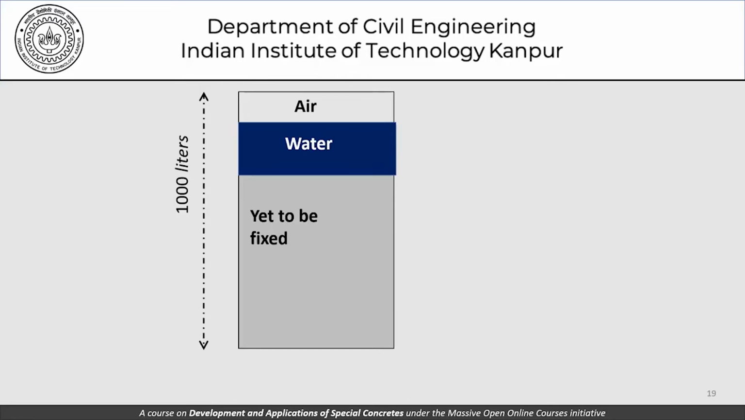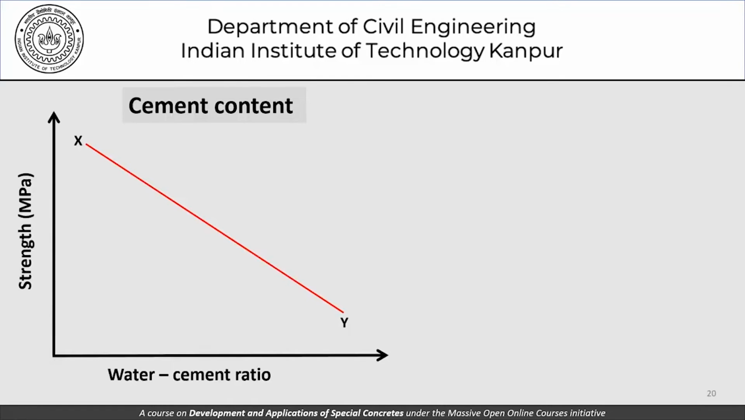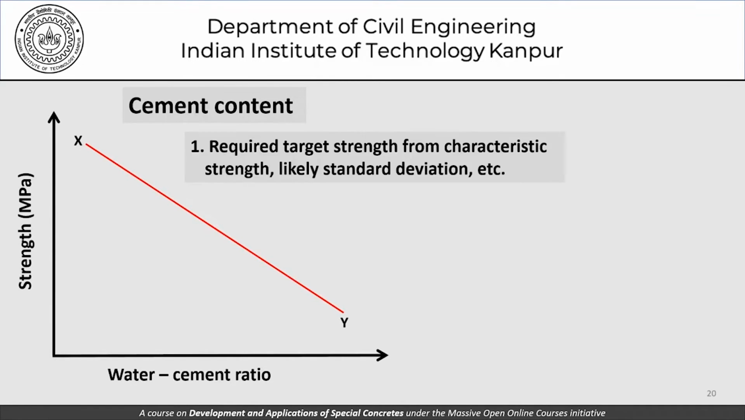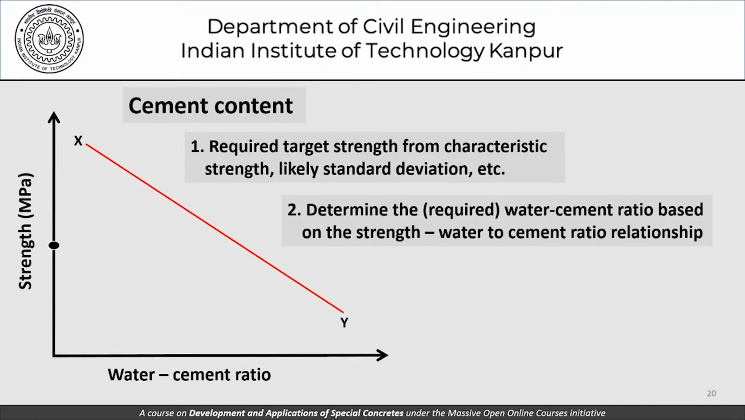For that, we need to know the target strength from the characteristic strength, the likely standard deviation, and so on. So once the target strength is known, the water cement ratio will have to be determined. Determine the required water cement ratio based on this relationship here, and as shown in this graph, it goes from this point here and we get this water cement ratio. So this is the water cement ratio we need.